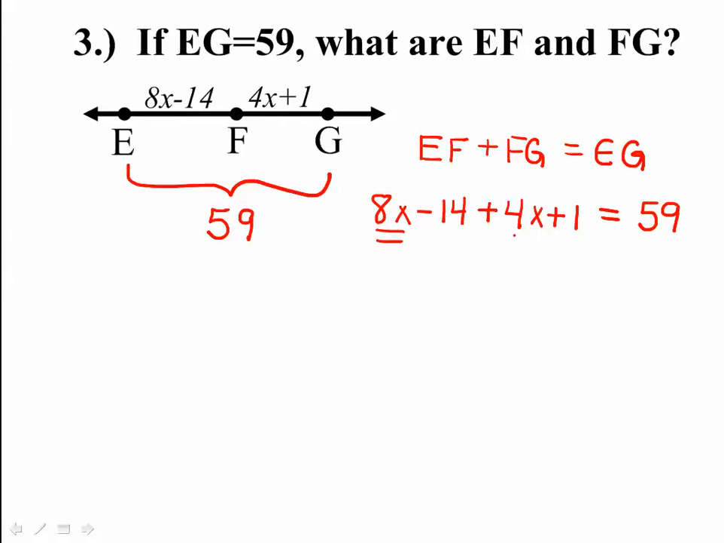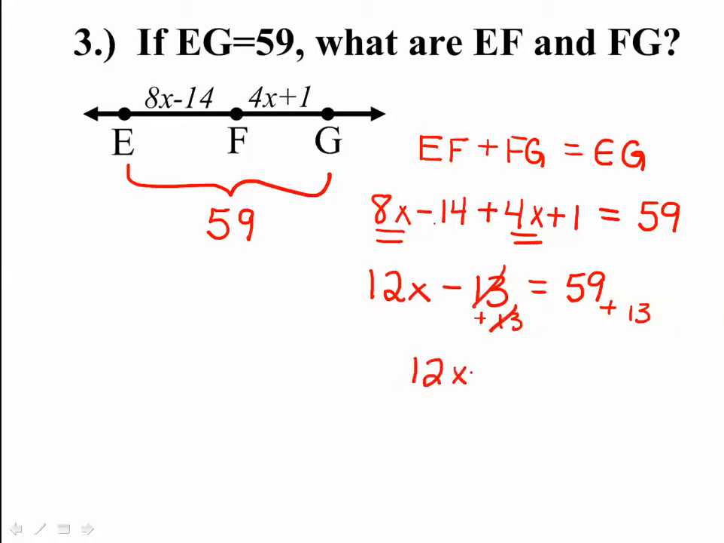I will start by combining like terms. 12x, and -14 plus 1 is -13. So 12x minus 13 equals 59. I need to add 13 to both sides. And 12x equals 72. I divide both sides by 12 to find out that x equals 6.